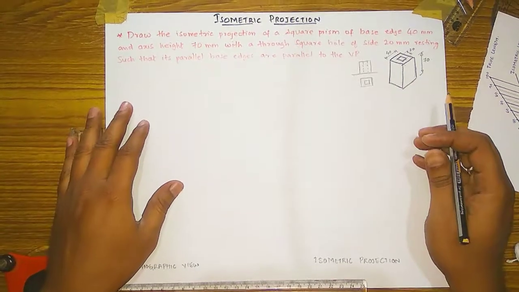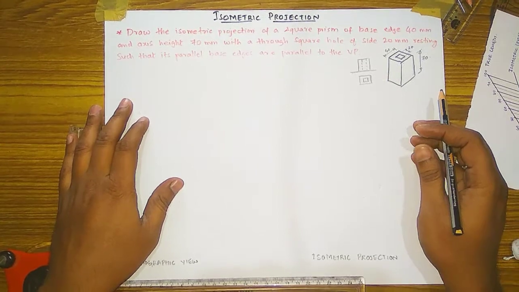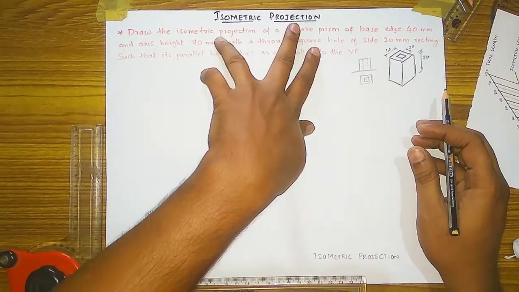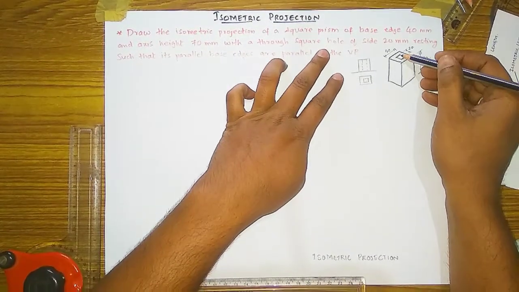You are watching Voice Tech Engineering YouTube channel by Muhammad Abdul Mehboob, and today I am explaining isometric projection of a square prism which is having a hole in it.